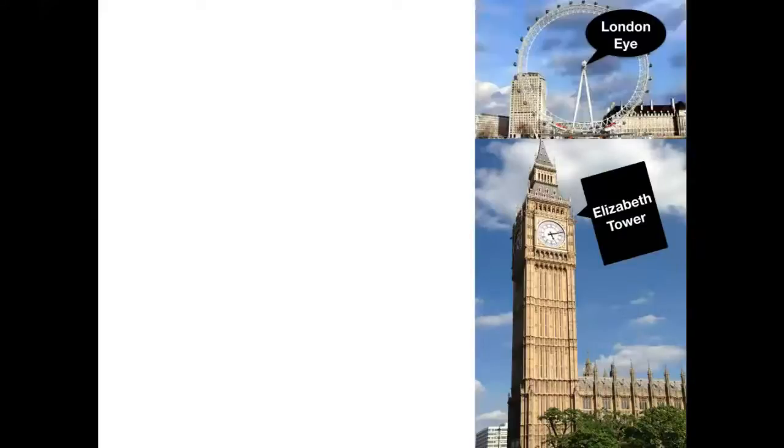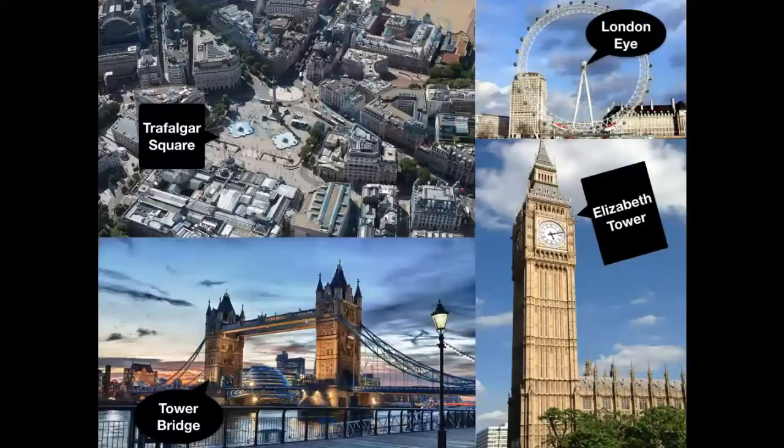Now that you're all set, here are some things that you should see. We have the Elizabeth Tower, and the London Eye, which offers panoramic views of London and gives you 30 minutes to soak it in. We have Trafalgar Square, which is home to Nelson's Column, the stone lions, and pigeons and tourists galore. We also have the Tower Bridge, which is a suspension bridge over the River Thames.